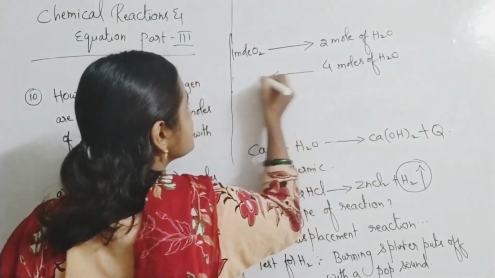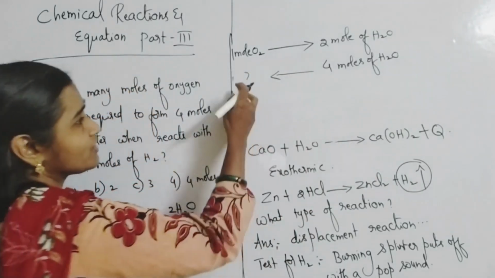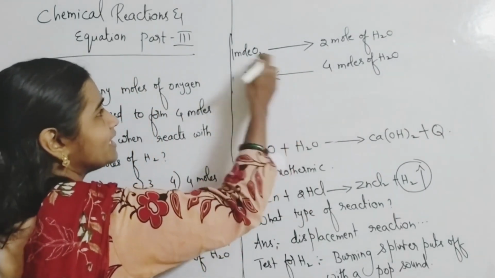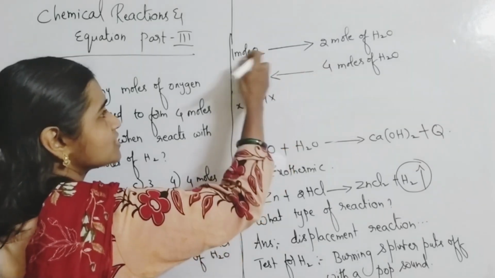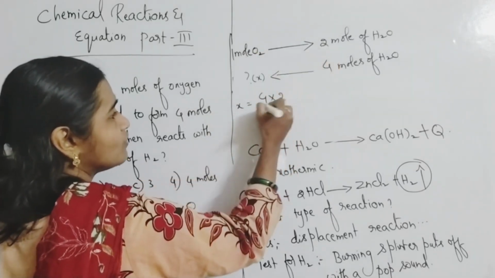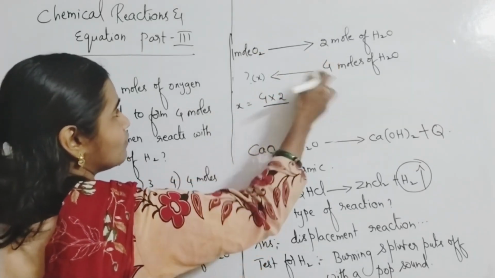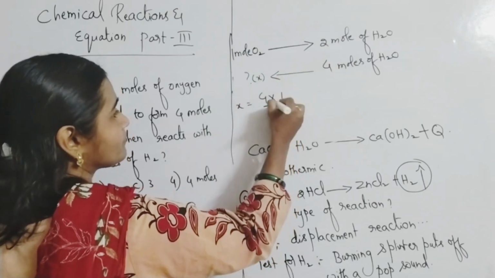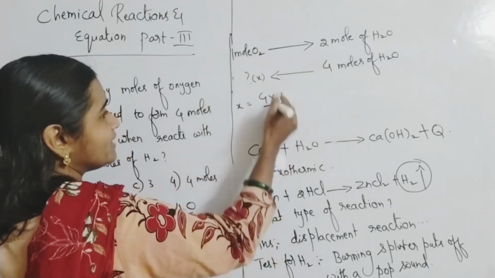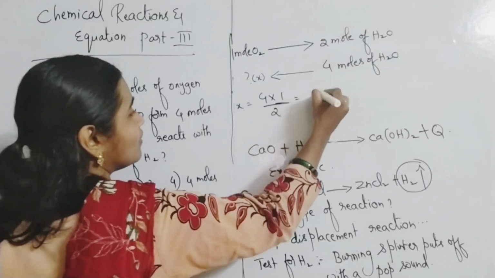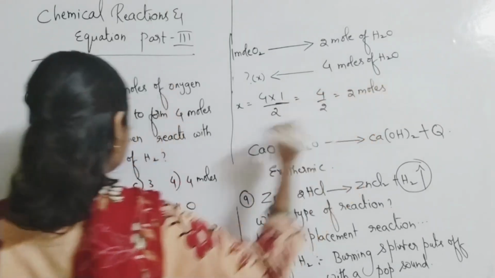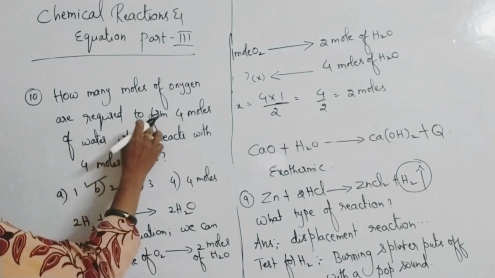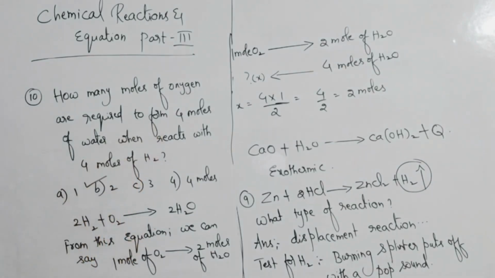Then how many moles of oxygen do you require? If you keep x here, then apply the rule of 3. To get this x value, cross multiply and divide by the third number. 4 into 1 by 2. Cross numbers you have to multiply. So 4 by 2 means 2 moles you require. So the answer is: how many moles do you require to get 4 moles of water? 2 moles of oxygen you require.